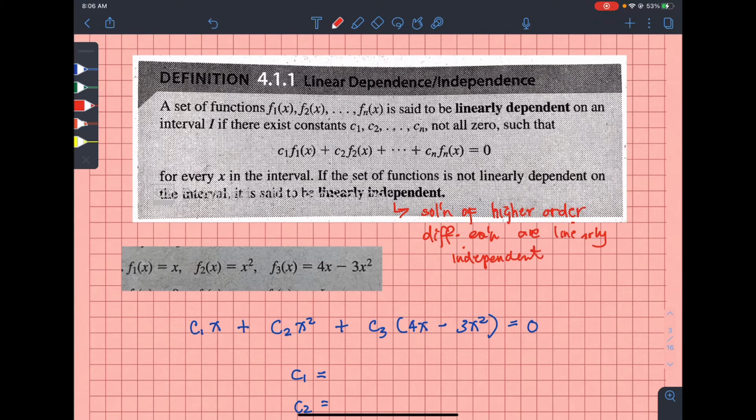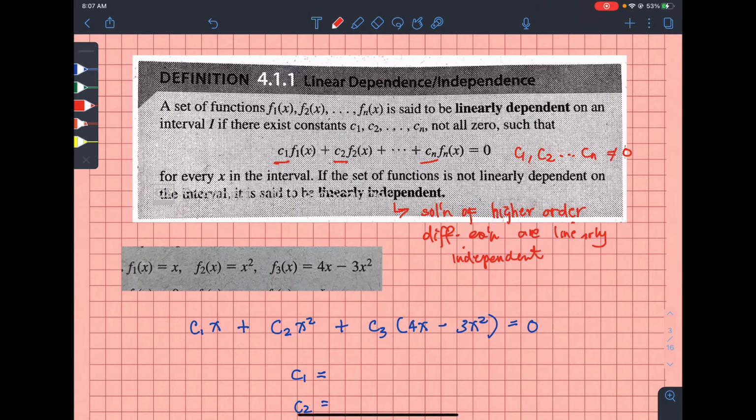There are two methods. The first method is finding a value for all the arbitrary constants, and we're just going to guess the values of C1, C2, and Cn. If we substitute those and it equates to 0, that is linearly dependent, given that C1, C2, until Cn are not all equal to 0.